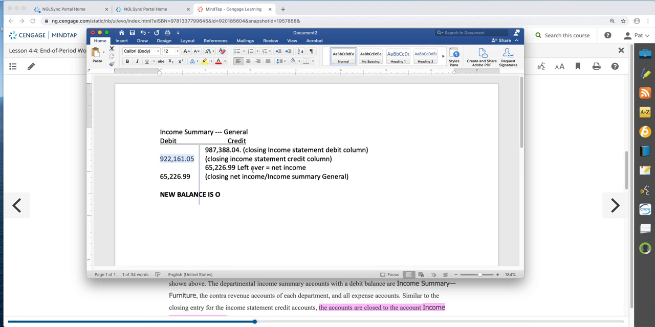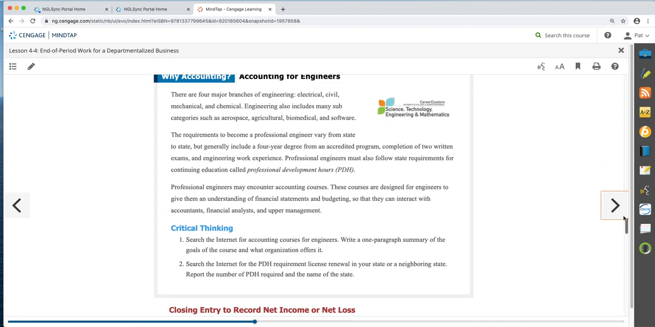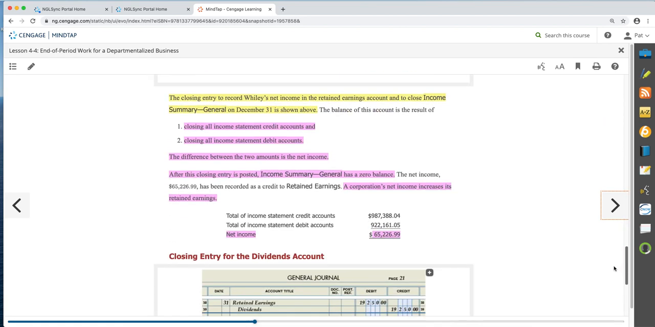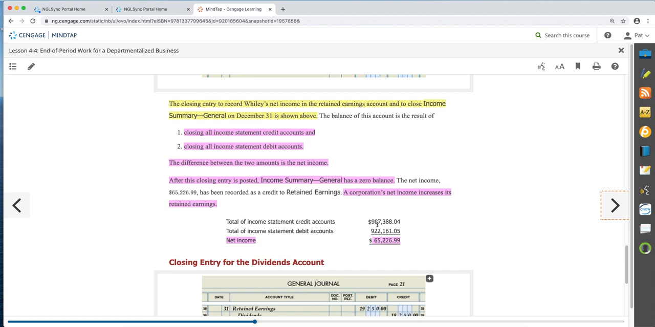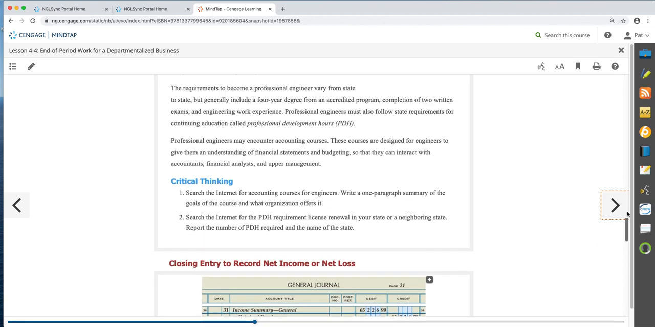Okay, the leftover net income we need to get rid of. All right, so the balance is 0. So how do we go about doing that? It shows you here. The credit statement is this number. The debit statement is this number. We subtract to get our net income, which you already know because you did it in the income statement, the financial statement. So in order to credit, this is the balance of income summary. So we're getting rid of it.